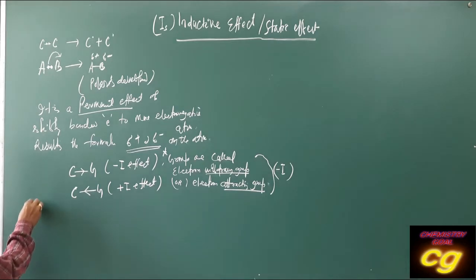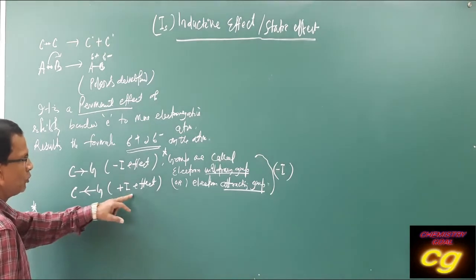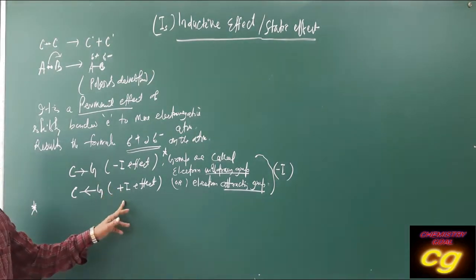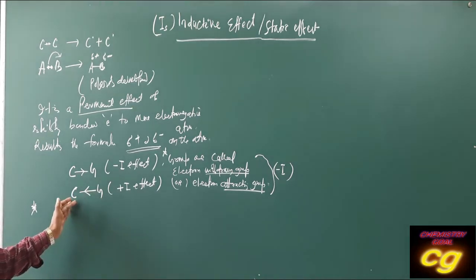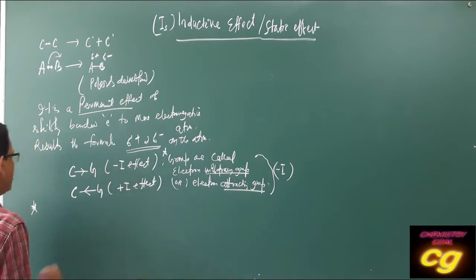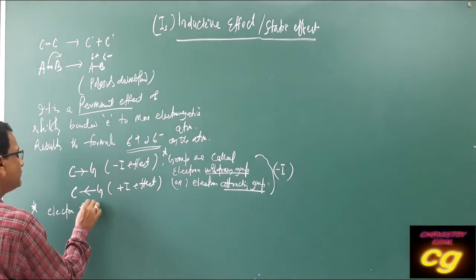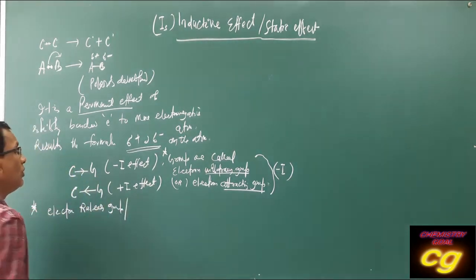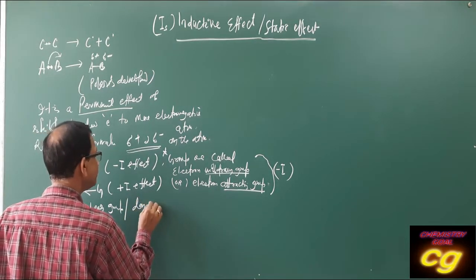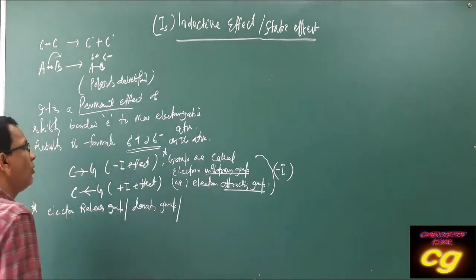Another group is the one creating the plus effect, which means the bonded electron is shifting towards the carbon, away from the group. This group is called an electron releasing group, or donating group, or repelling group.